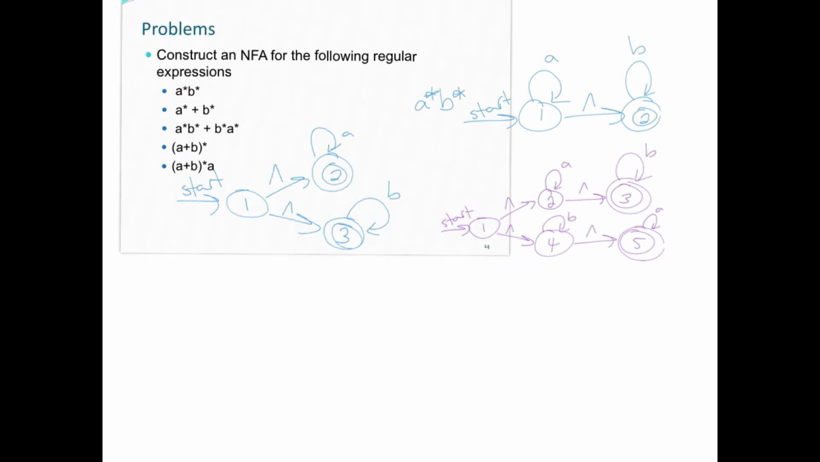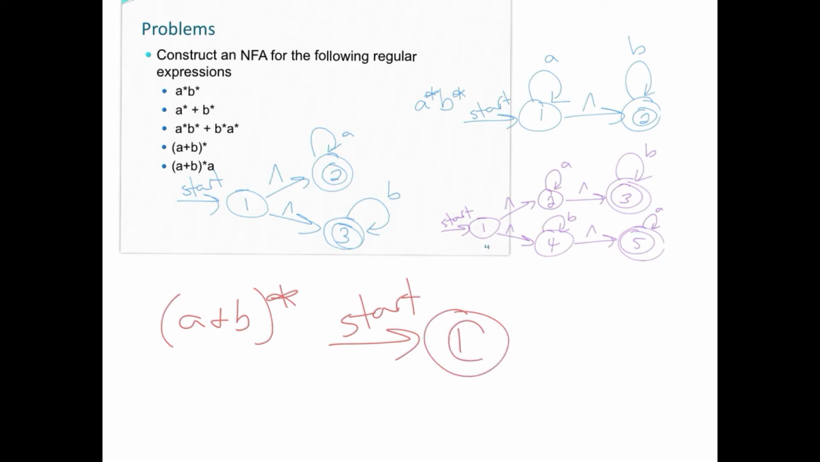The next one is A plus B quantity starred. I'll do that in red. So we have A plus B, and the whole thing starred. Well, if we're just over the alphabet AB, it accepts anything, right? So we've got our start, and we accept anything. That was easy, right?